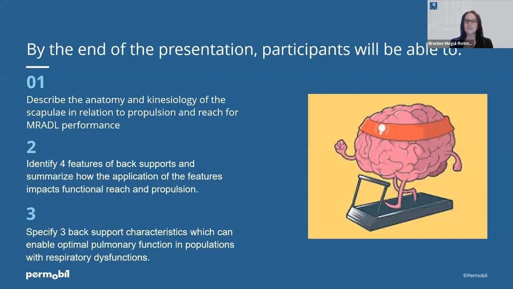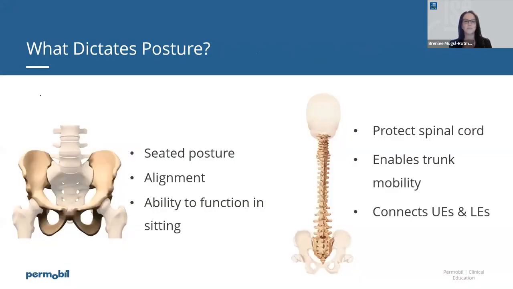So the objectives for this presentation, as you know, because you signed up for them, is that we will describe the anatomy and kinesiology of the scapulae in relation to propulsion and reach for mobility-related ADL performance. We will ensure that you can identify 4 features of back supports and summarize how the clinical application of these features can impact both functional reach and propulsion. And we'll also make sure that you can specify 3 back support characteristics, which can help to enable optimal pulmonary function in populations with respiratory dysfunctions.